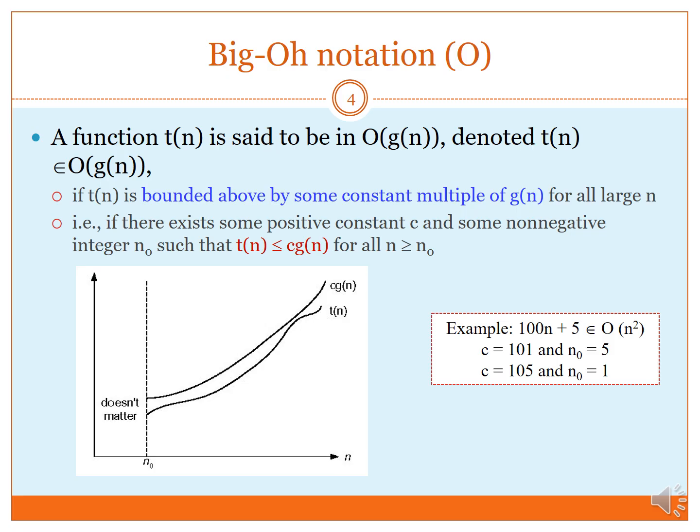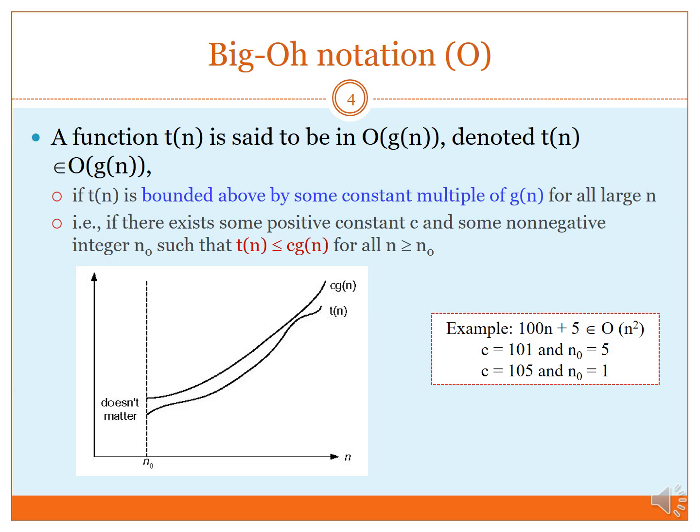Big O notation. The Big O notation describes the upper bound of an algorithm's running time. It tells us the maximum amount of work an algorithm may perform for large input sizes. Mathematically, T of n belongs to Big O of g of n if there exist positive constants c and n naught such that T of n is less than or equal to c times g of n for all n greater than or equal to n naught.